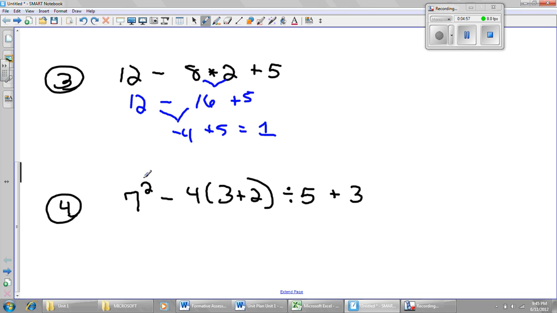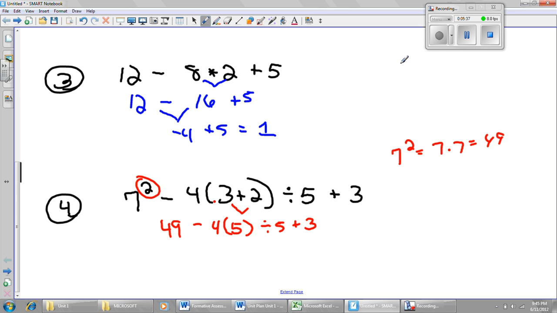Okay, here's a more complex one. I've got an exponent, I've got subtraction, I've got 4 times the quantity, so that's multiplication. The quantity is the parentheses, right? I have division and I have addition. Well, the order of operations says to do this part first. So I'm going to get 5 there. Got a 4 in front, minus. Now this exponent, I'm going to take care of him. This will be 49. Hopefully you weren't thinking that that was 14, because remember 7 squared equals 7 times 7, which is 49. And then we've got divided by 5 plus 3.